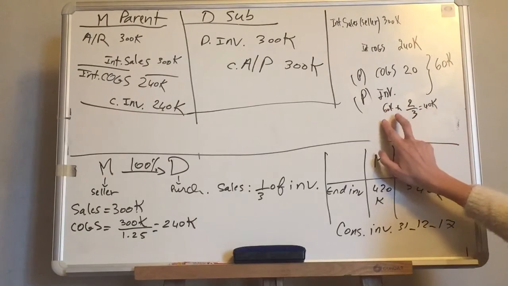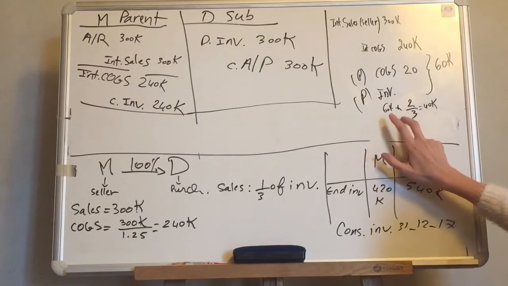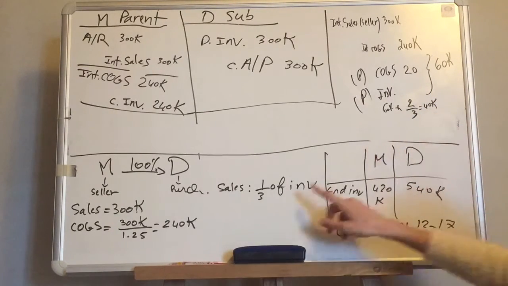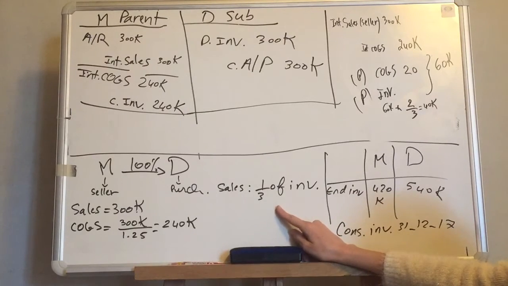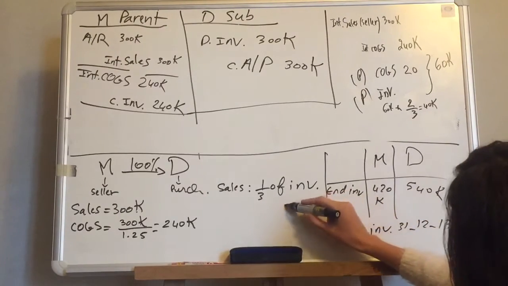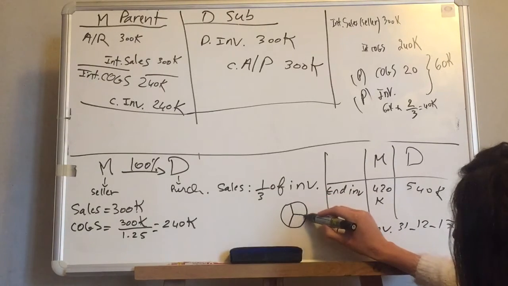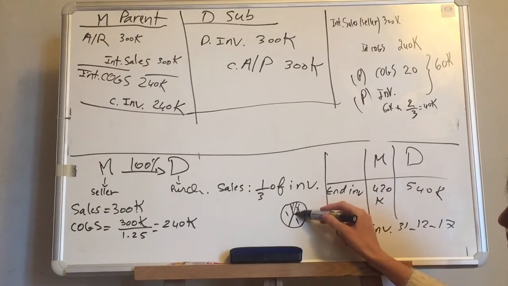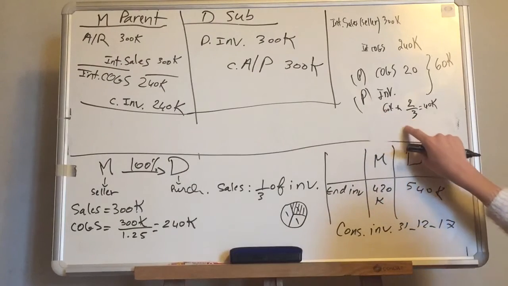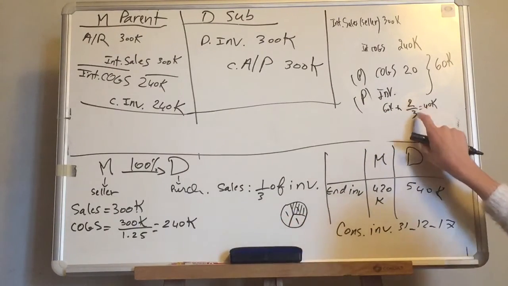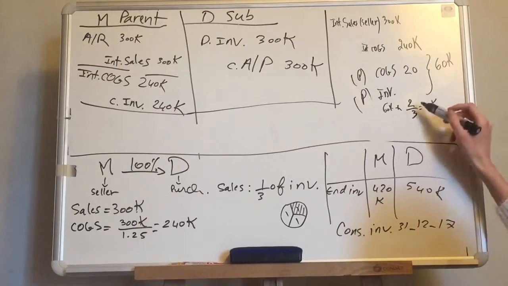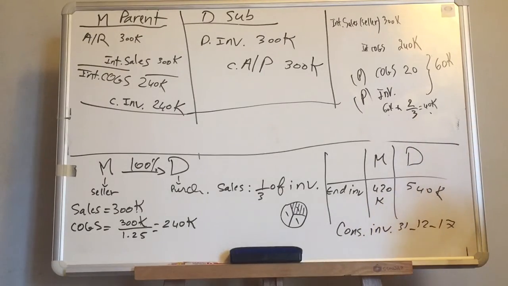The inventory adjustment is equal to the intercompany profit times the percentage of the ending inventory on hand. They told us that Daniela, the sub, sold 1/3 of the inventory. This is the inventory, one, one, one. Daniela sold 1/3. This is sold. So Daniela still has 2/3 of the inventory on hand. This is the ending inventory. 2/3 of 60K is equal to 40K. All right.